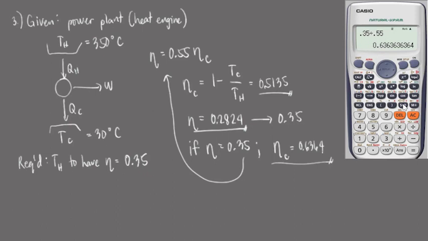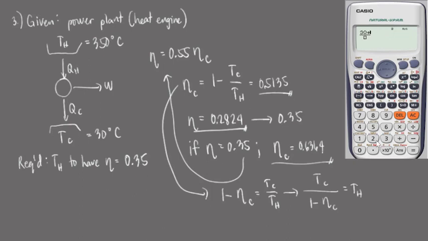For that, we have to rearrange our earlier equation for the Carnot efficiency. This will be 1 minus Carnot efficiency is equal to Tc over Th. Rearranging once more, Tc over 1 minus Carnot efficiency is equal to the temperature of the hot reservoir. Substituting, this is 30 degrees Celsius plus 273.15 to convert it to Kelvin, divided by 1 minus our new Carnot efficiency, that is 0.6364. So based on our calculations, the temperature of the hot reservoir should reach 833.7 Kelvin in order for us to have a 35% plant efficiency.